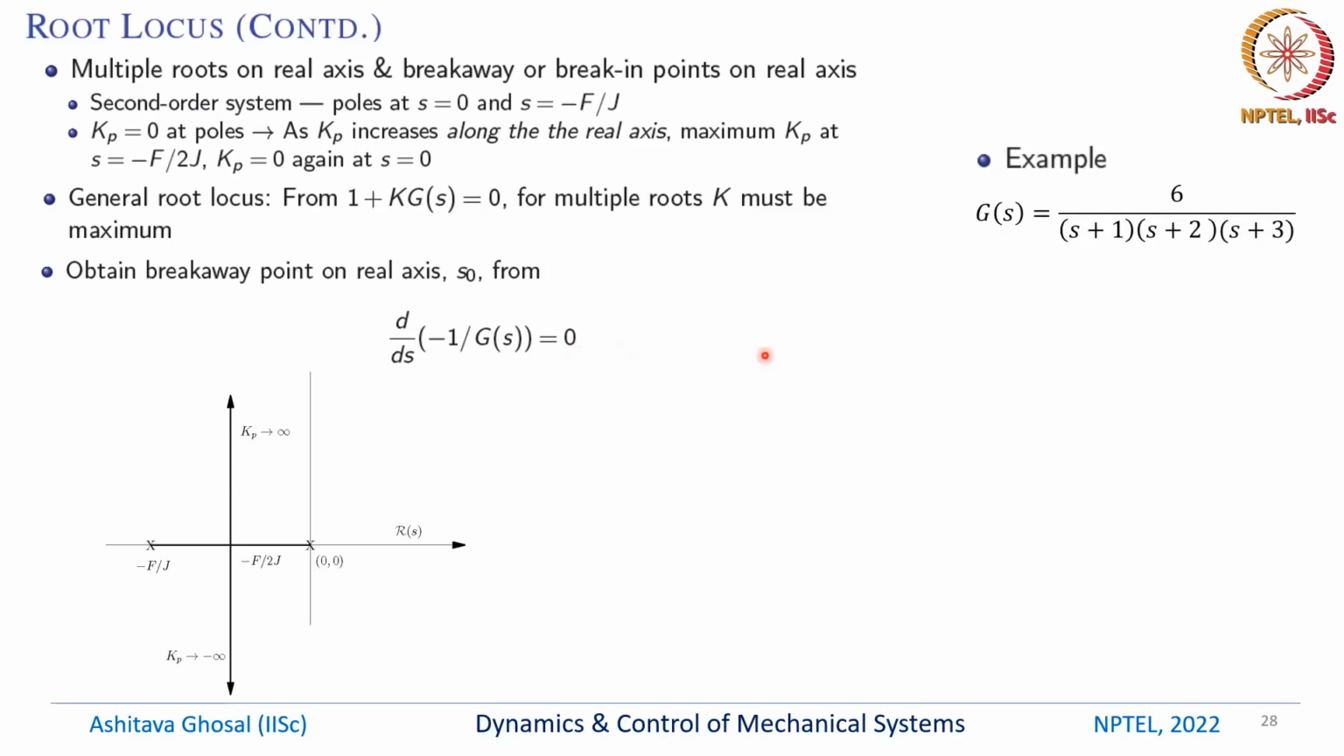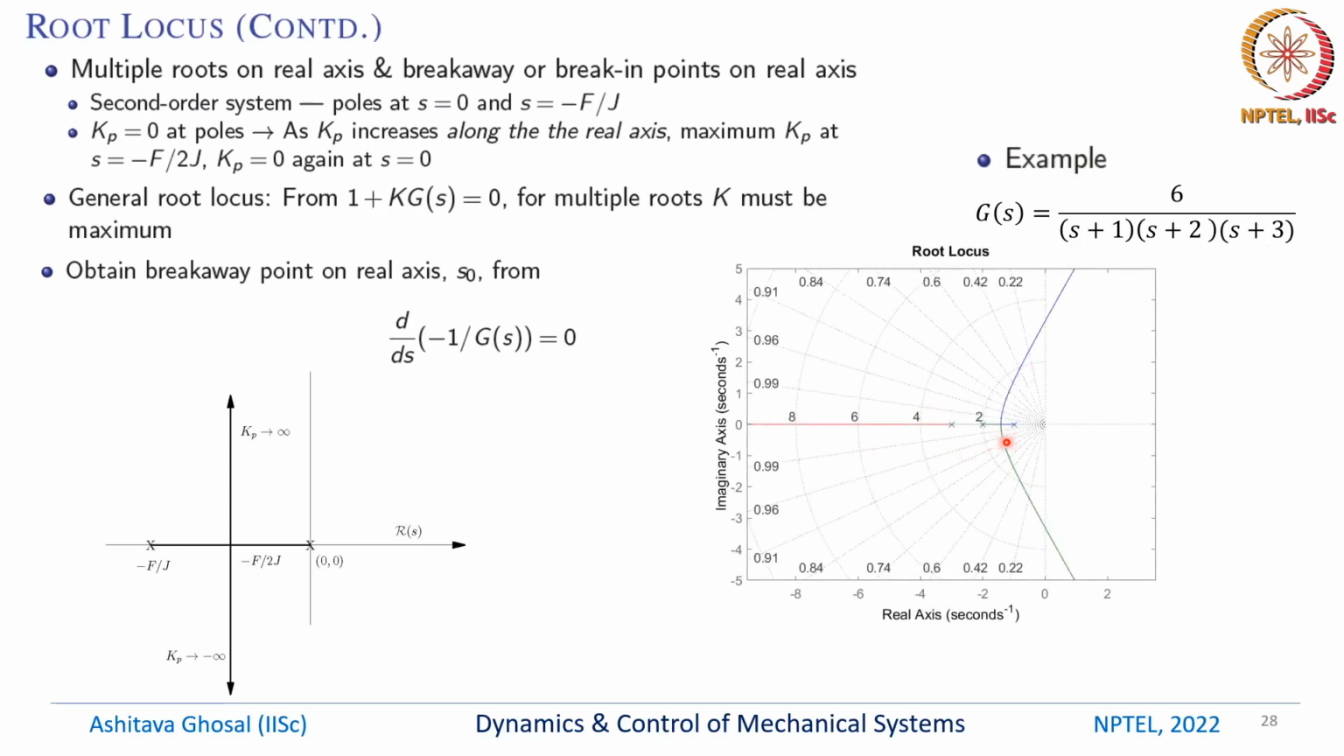So as an example, let's look at g of s equal to 6 divided by s into (s plus 1) into (s plus 2) into (s plus 3)... so we have open loop poles at s equals 0, s equals minus 1, s equals minus 2, and s equals minus 3. We can plot this root locus using MATLAB. This is what MATLAB has plotted. One branch will go to infinity along this direction, then one branch will start at minus 1, one branch will start at minus 2, and then they will meet, and then go off to infinity along this blue line.